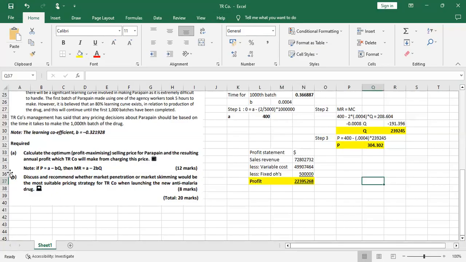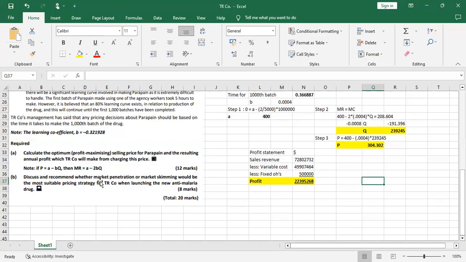Okay. Now we will move on to the B part. Discuss and recommend whether market penetration or market skimming would be the most suitable pricing strategy for TR when launching the new anti-malaria drug. Now, what is the difference between these two strategies?